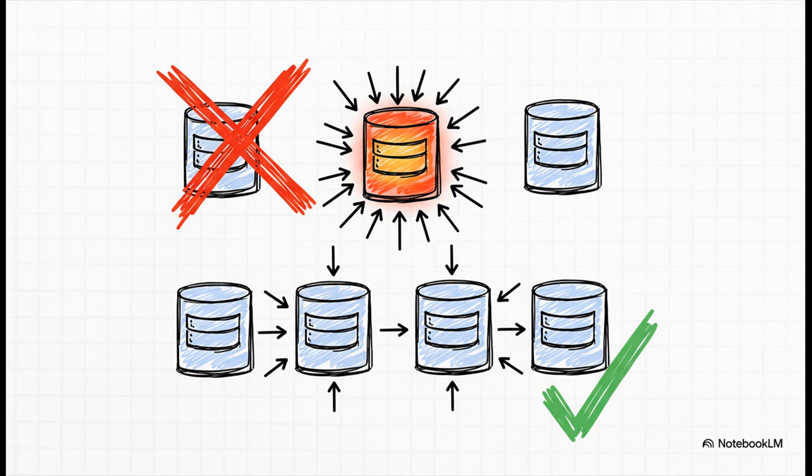And that right there brings us to the number one ultimate goal of this entire design process. You are doing all of this work to avoid hot partitions. A hot partition is a single piece of your database that's getting way more than its fair share of the traffic.